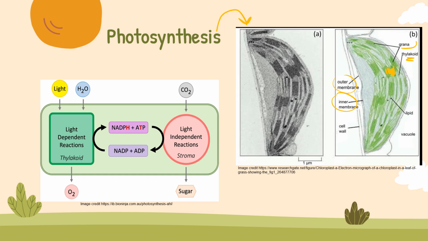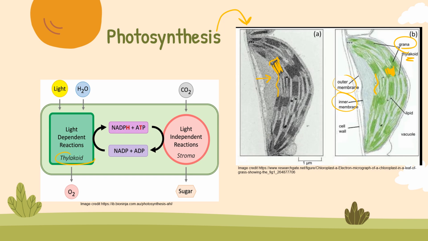Each one of those stacks is called a granum. Grana is plural. Here in the micrograph, we can see all those thylakoid membrane stacks in this granum. There are also membranes that connect the grana. Those are called lamella. We see some lamella here, we see some lamella there. Outside the thylakoid membranes is the stroma. The stroma is here. This is where the light-independent reactions are going to occur.